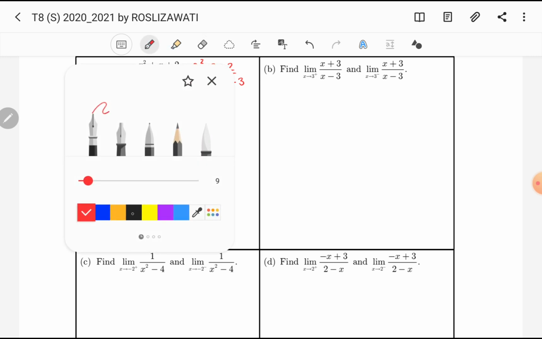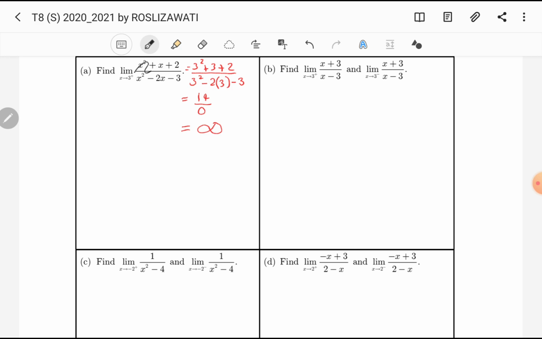Okay, so macam mana nak determine? For this case, kita akan gunalah plus kat atas kepala dia tu, sebab kita dapat infinity. Kalau kita dapat nombor, kita tak guna pun yang plus ke minus tu. Okay. So 3 plus. Masuk dalam calculator. Nak masuk apa? Masuk x squared plus x plus 2 over x squared minus 2x minus 3. Masuk dalam calculator. And then tekan calculate.